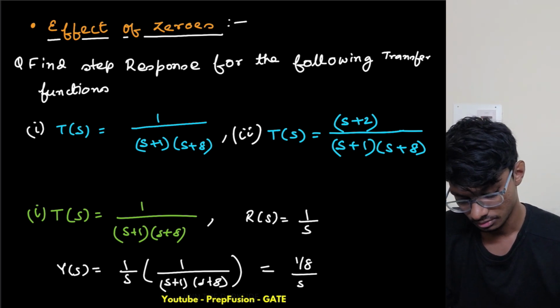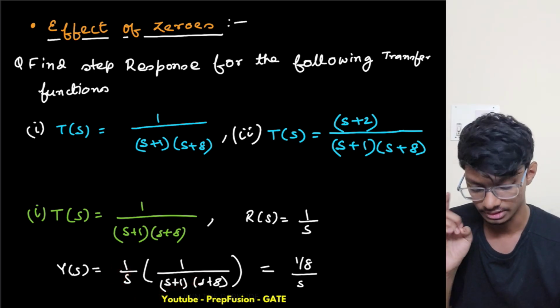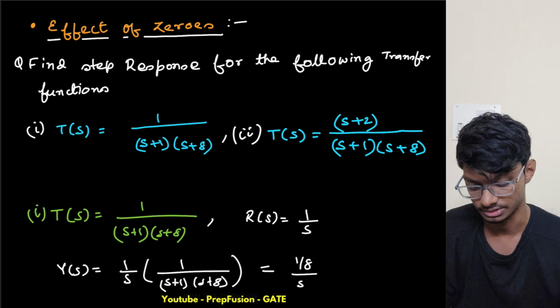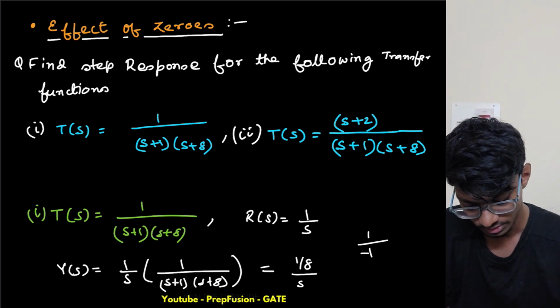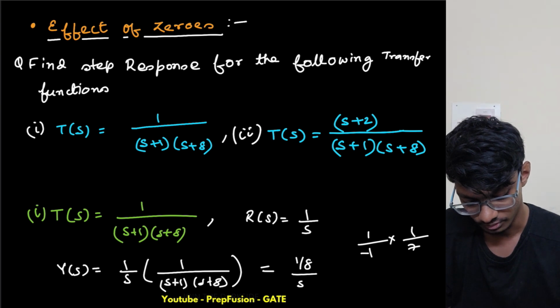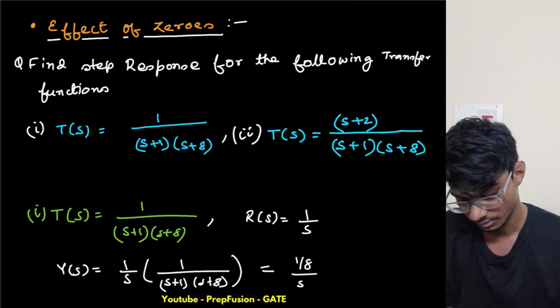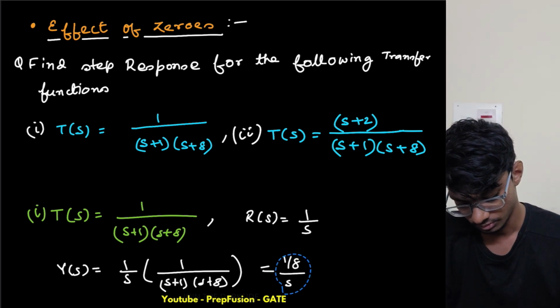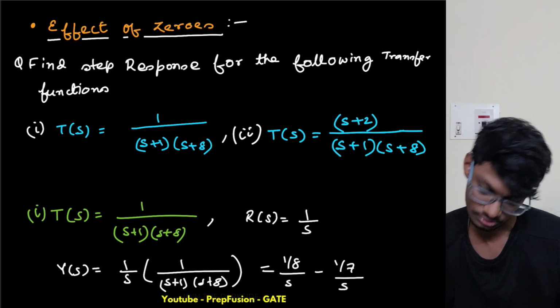I put s equals -1. Obviously I multiply by s plus 1, so this one gets cancelled. I'm left with 1 by s and 1 by s plus 8. So if I put s equals -1, I get 1 by -1 into 1 by 7. So what do I get? I get -1 by 7, so this one will be -1 by 7 by (s plus 1).